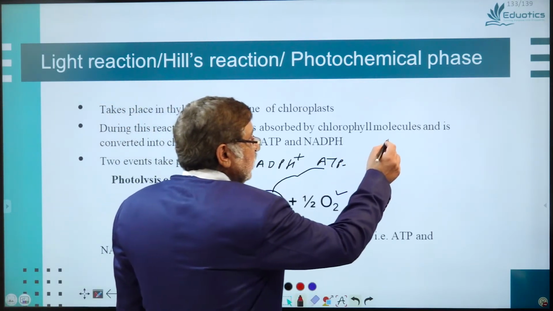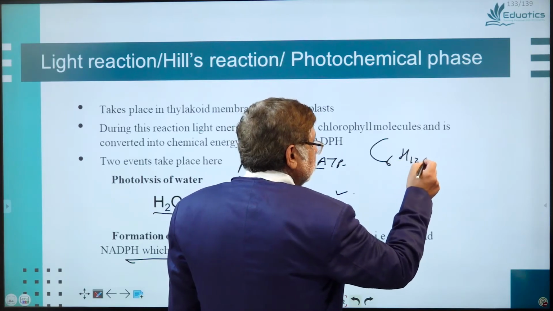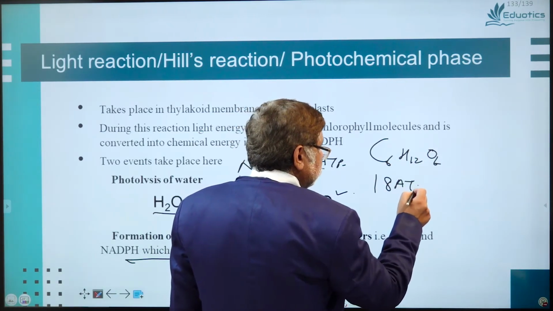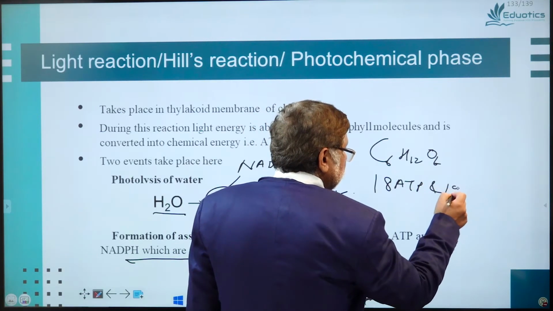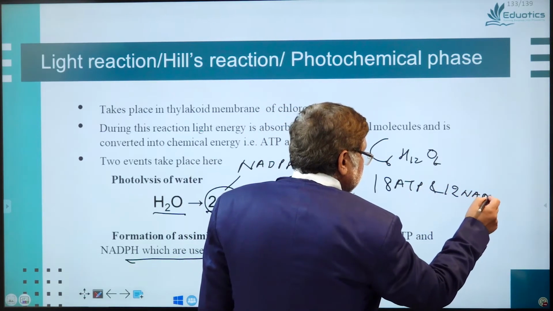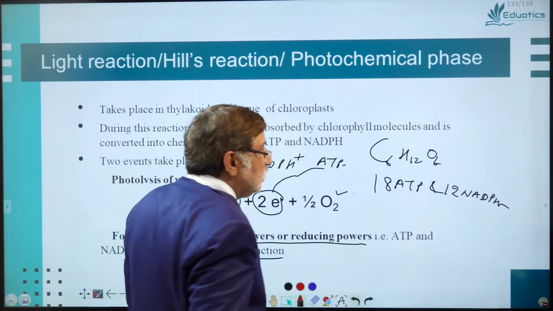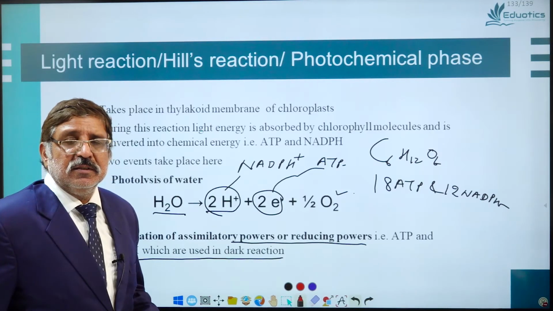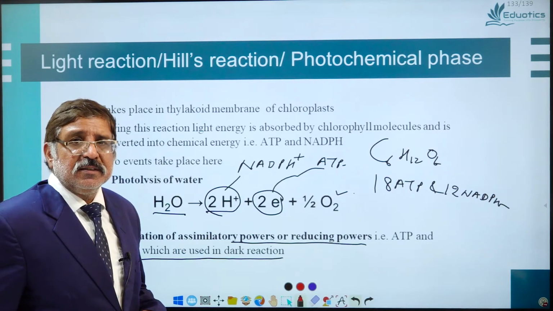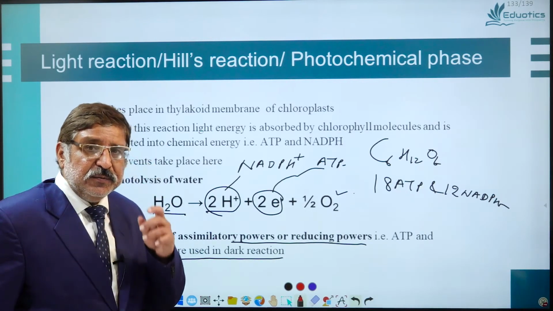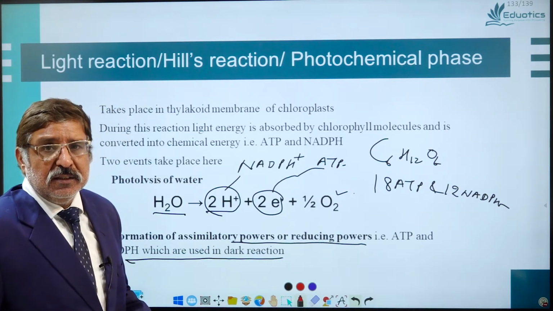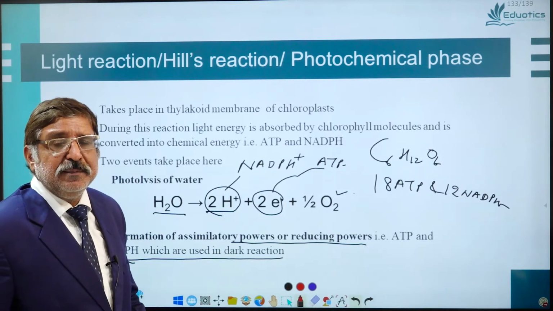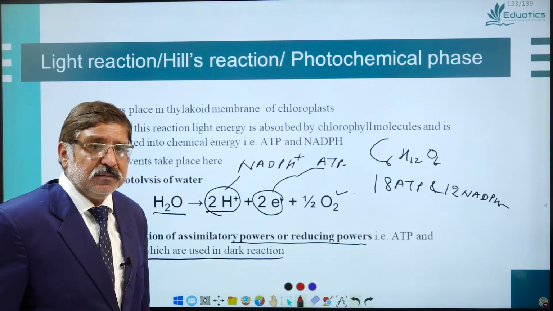For formation of one molecule of glucose, you require 18 ATP and 12 NADPH. But for the time being, this is beyond your level. It is only when we talk about the C3, C4 cycle, Calvin-Benson cycle, or other cycles that you'll come to know where ATP are used, where NADPH are used.